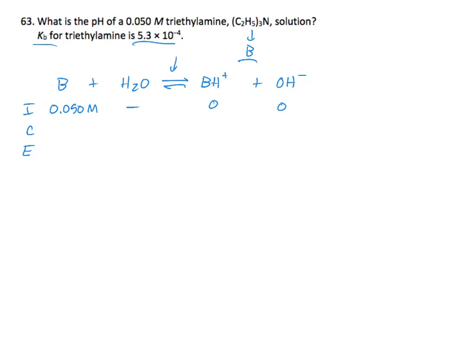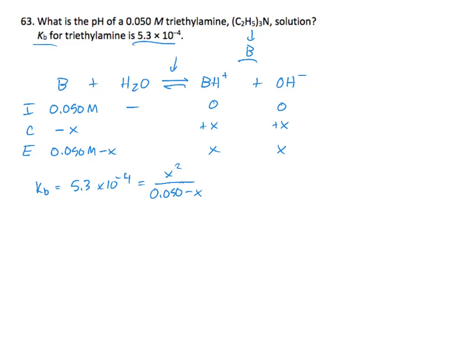Some of the base will react with water to dissociate and make those ions. So we don't really know how much yet. So we'll call that X. It'll increase by the exact same amount X on the right. So that at equilibrium we have 0.050 molar minus X along with X and X. We know that our Kb, which is 5.3 times 10 to the minus 4, will be equal to x squared over 0.050 minus x.